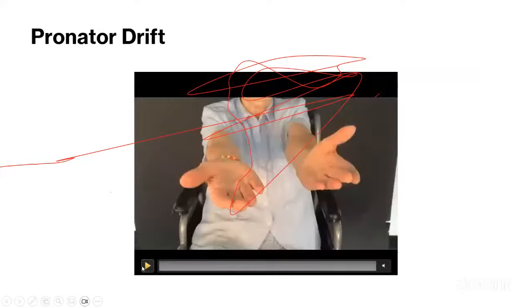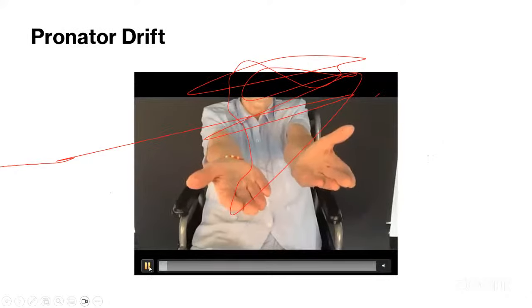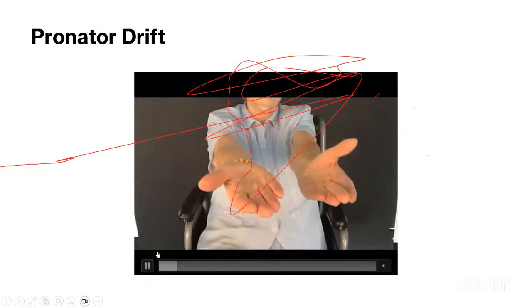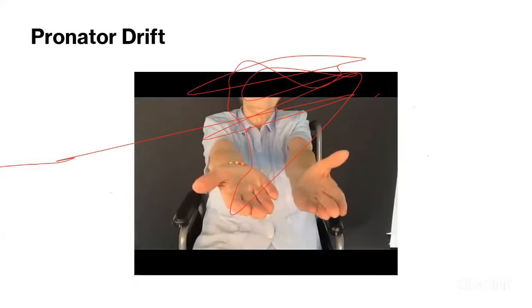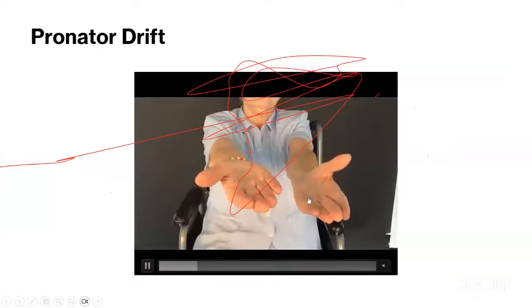So this is pronator drift. We ask the patient to hold both hands, palms facing upwards. There will be a, here in this hand we can see.